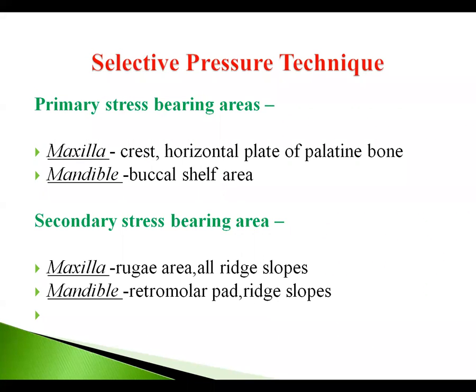In the selective pressure technique, the primary stress bearing areas in the maxilla are the crest and the horizontal plate of the palatine bone. In the mandible, the buccal shelf area is there. The secondary stress bearing areas in the maxilla are the rugae area and all ridge slopes. In the mandible, they are the retromolar pad and ridge slopes.